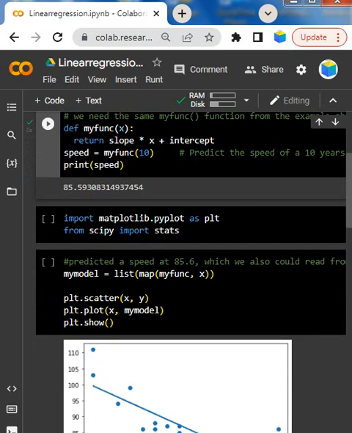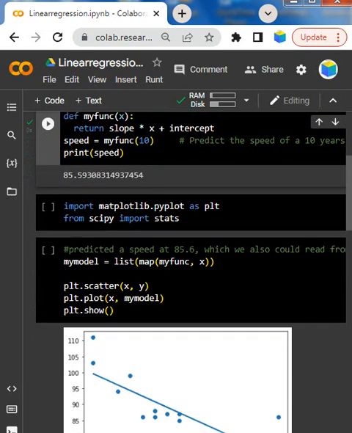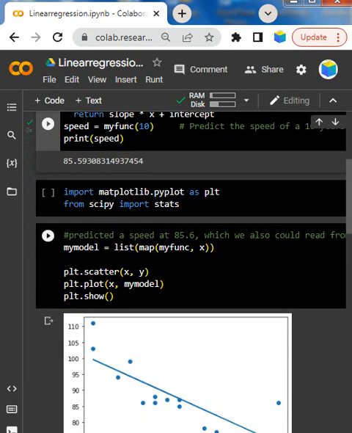Similarly, I want to plot this one. So predict the speed at 85.6, which we could also read from my model: list map my func over x, and plt.plot and plt.scatter x and y.